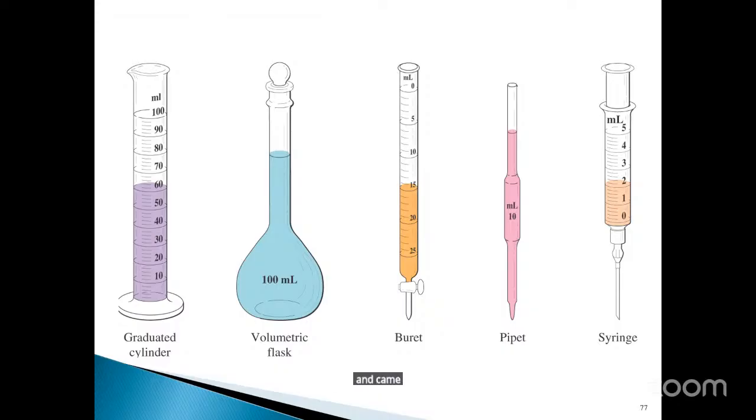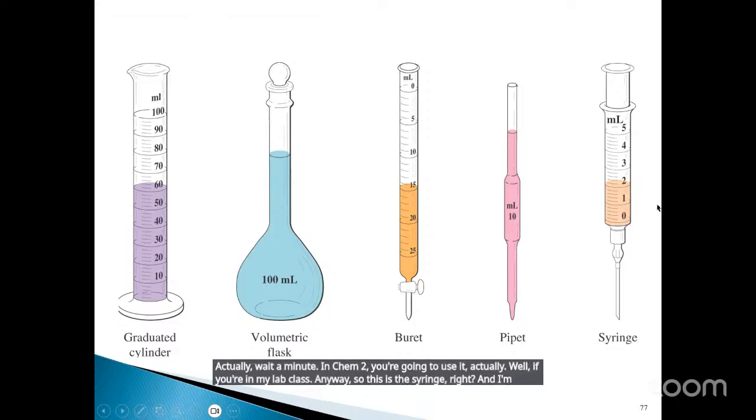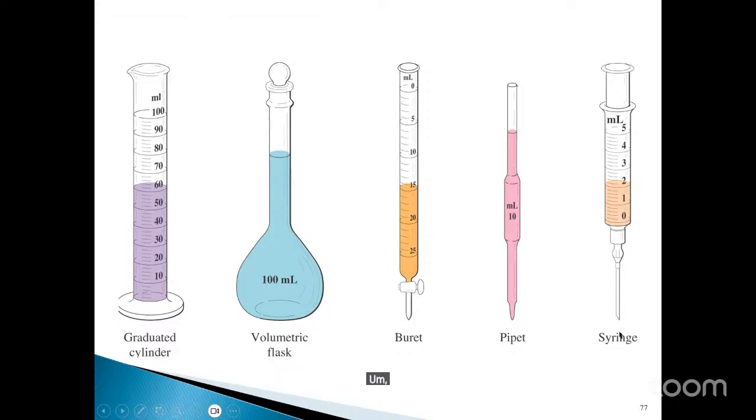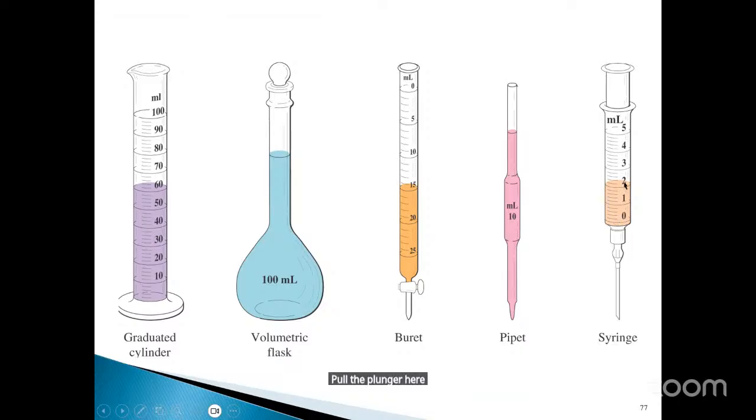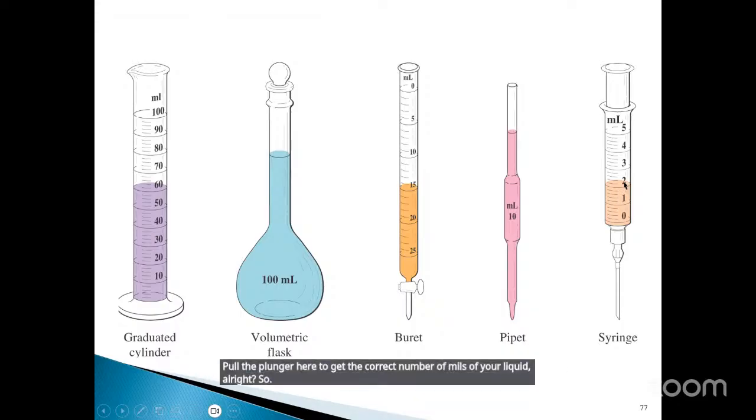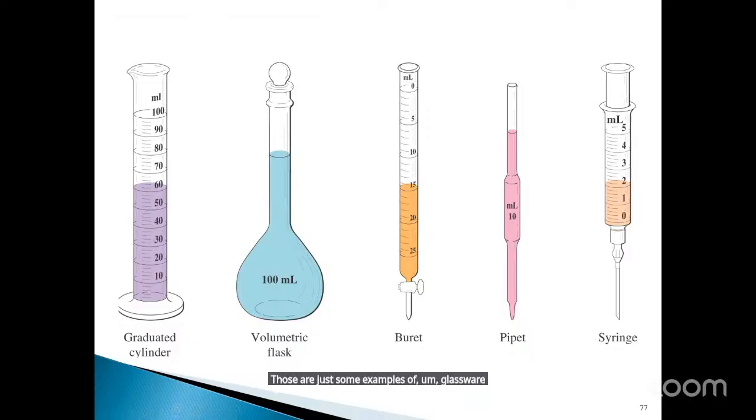And then this last one, I don't anticipate us using this in our, well, if you're doing Chem 1 and Chem 2, you will be using this particular, actually, wait a minute. In Chem 2, you're going to use it actually, well, if you're in my lab class. Anyway, this is a syringe, right? And I'm quite sure you're familiar with how it works. You stick this into your liquid source and then you pull the plunger here to get the correct number of mils of your liquid, all right? So those are just some examples of glassware that we use in chemistry to measure volume.